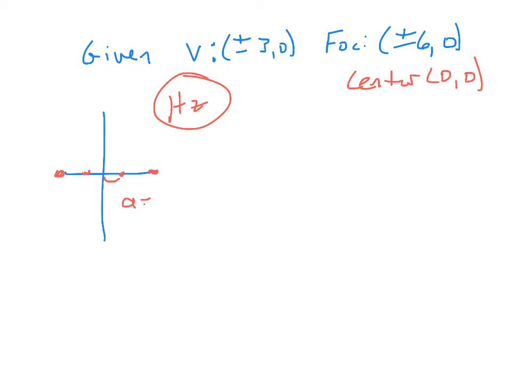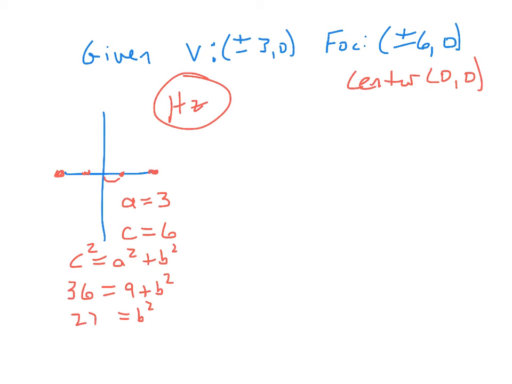a is going to be 3, because that's the distance from the center to a vertex. c is going to be 6, because that's the distance from the center to a focus. And if I know both of those, I should be able to find b², because I know c² is equal to a² plus b² for hyperbolas. So 36 is equal to 9 plus b². b² is going to be 27.